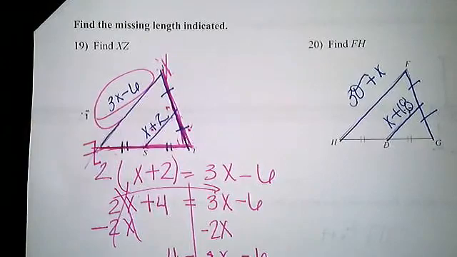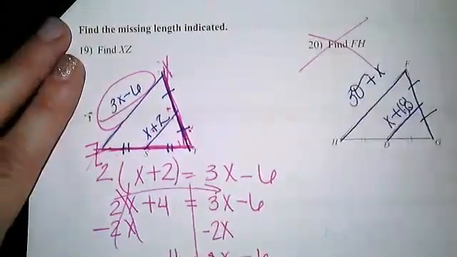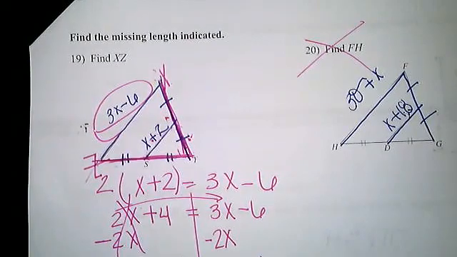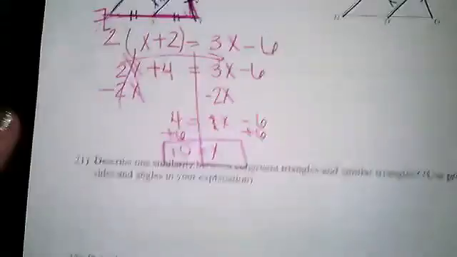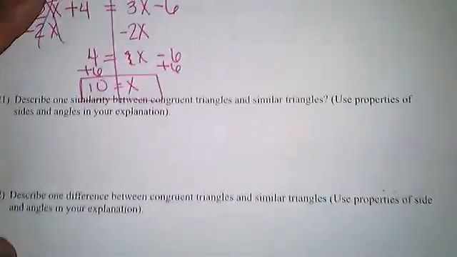Yeah. Okay. I'm trying to just do the quick review here, okay? You don't have to do 20 because it's the same thing as 19, so just describing similarities between congruent triangles and similar triangles.